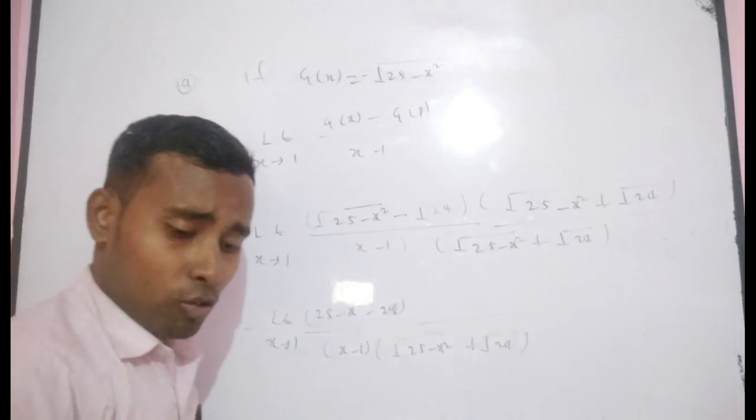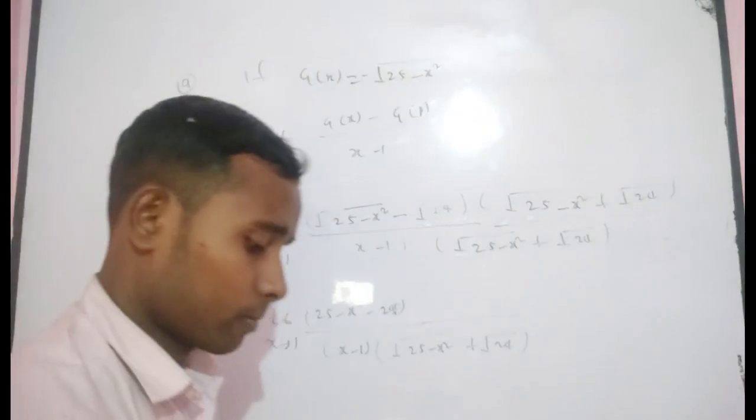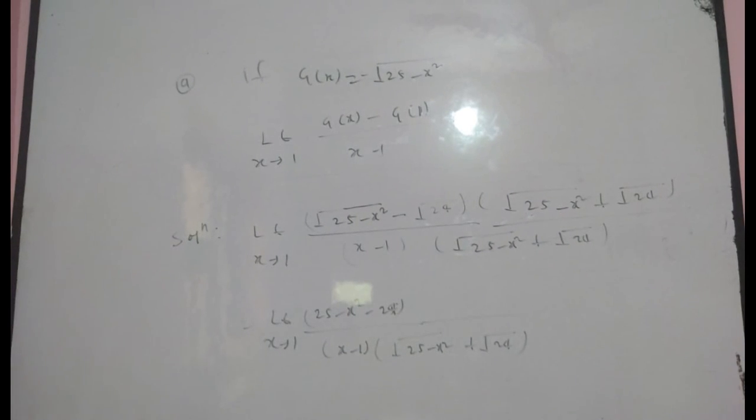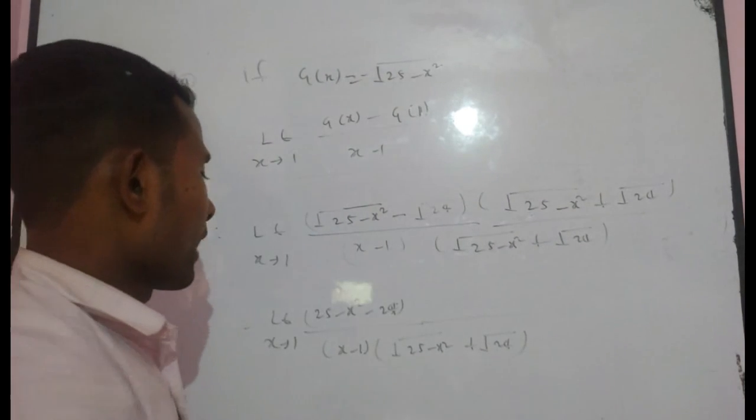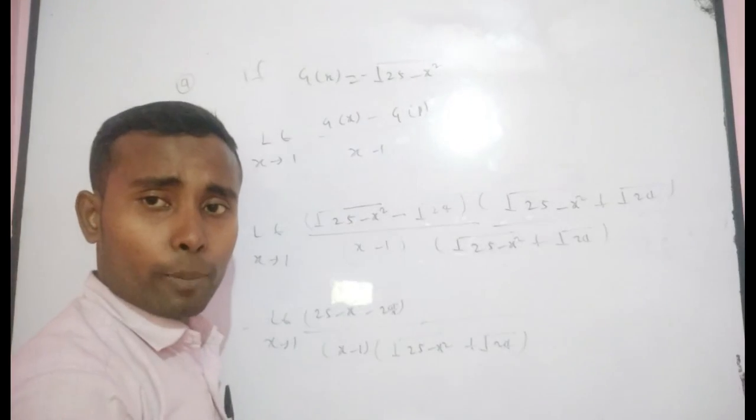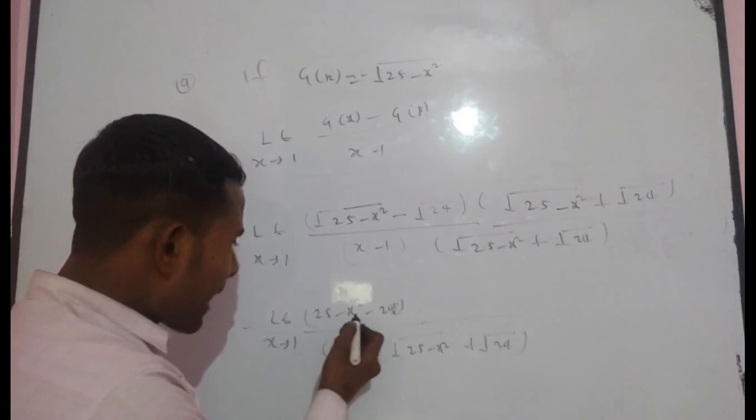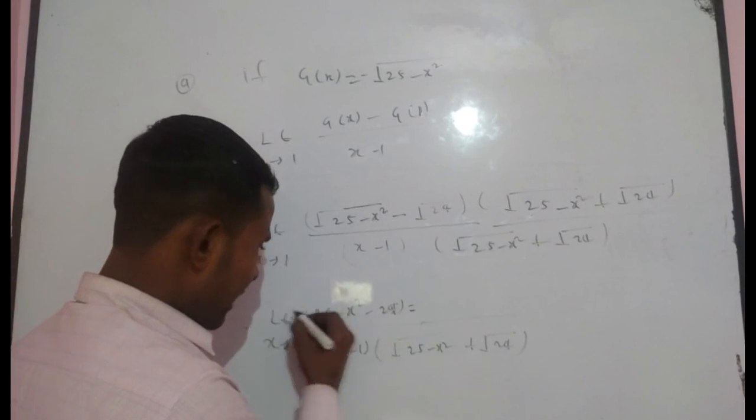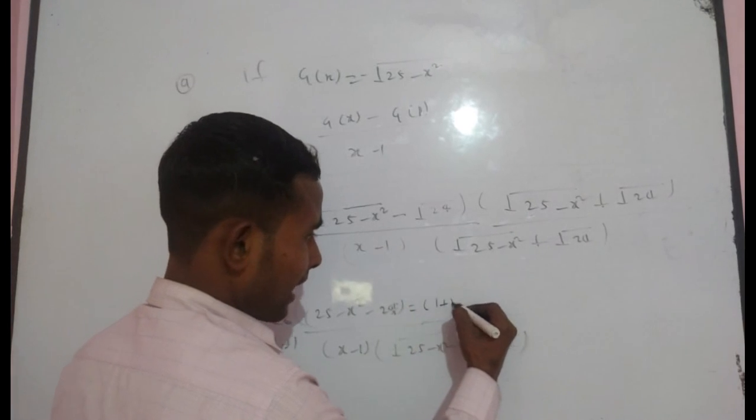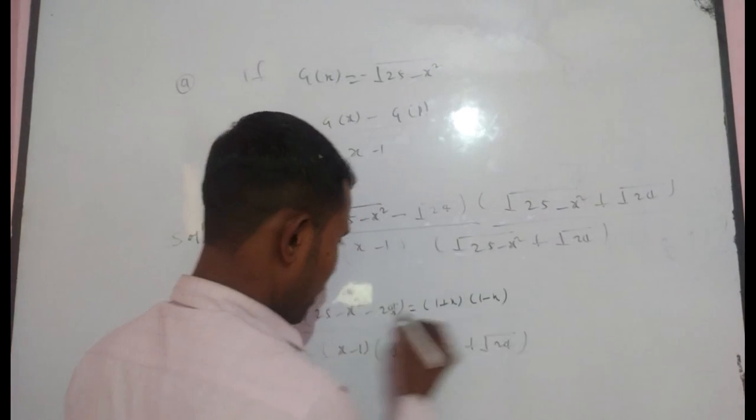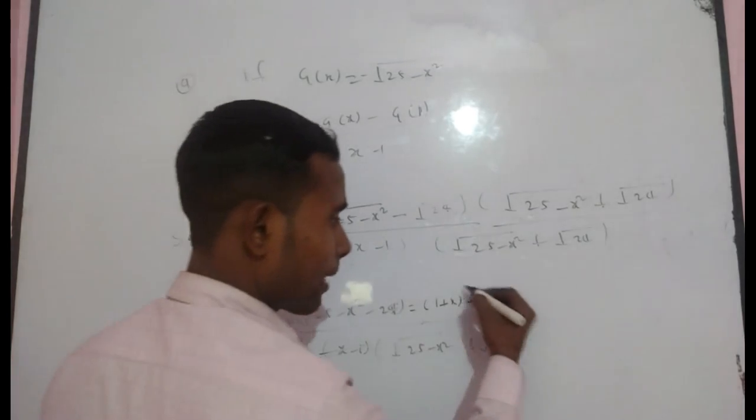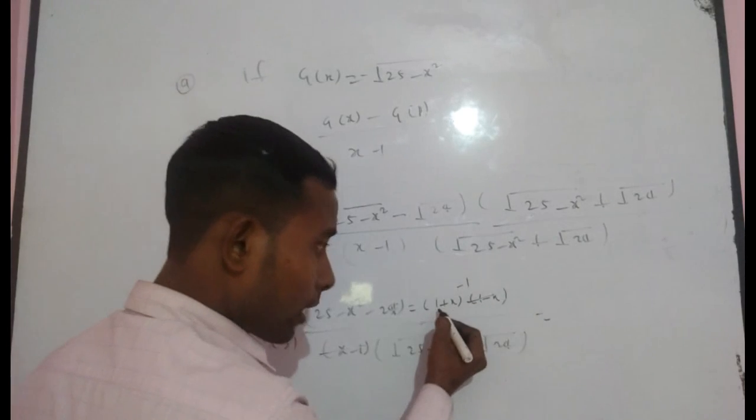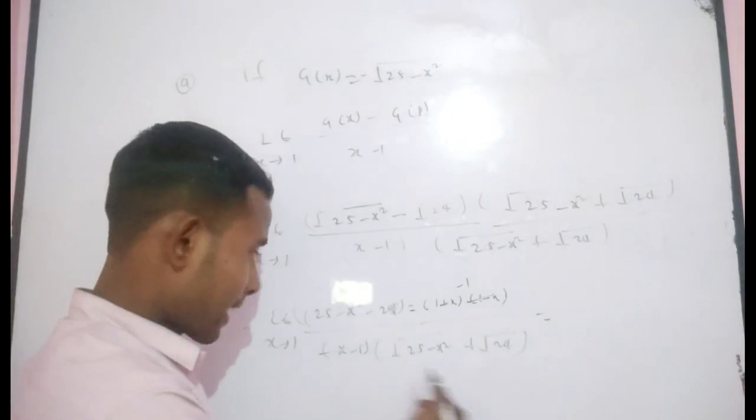Now, I want to tell you, 1 minute wait. Now, as you know that it is 25 minus 24, that means 1 minus x square. 1 minus x square, can you write it as 1 plus x into 1 minus x? Can you write it? It is equal to, now x minus 1 can divide it by minus 1. Finally, you get minus 1 times 1 plus x divided by this factor.